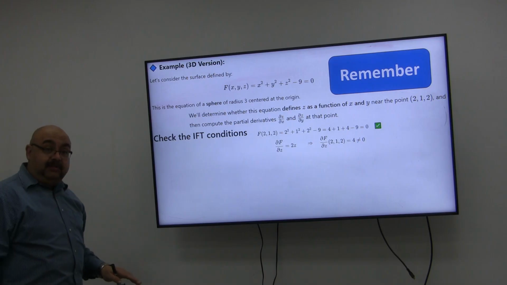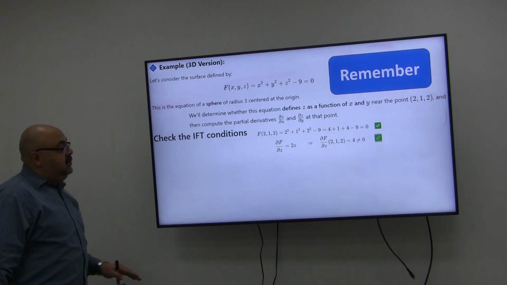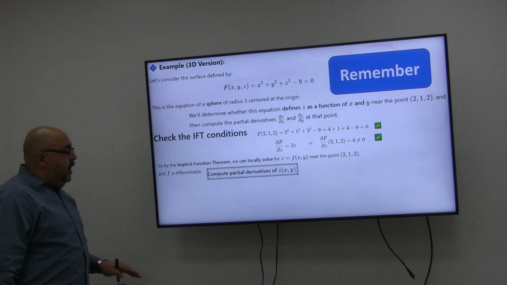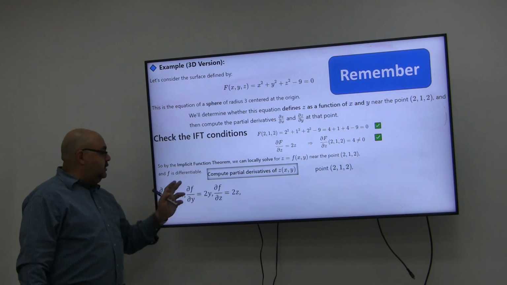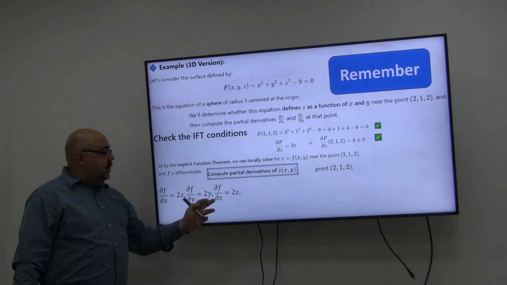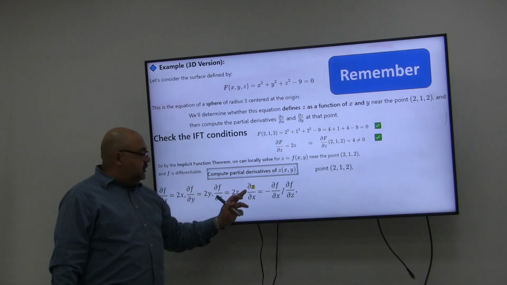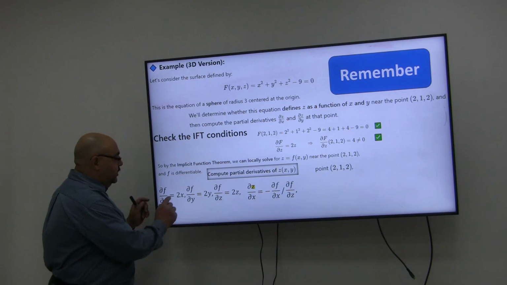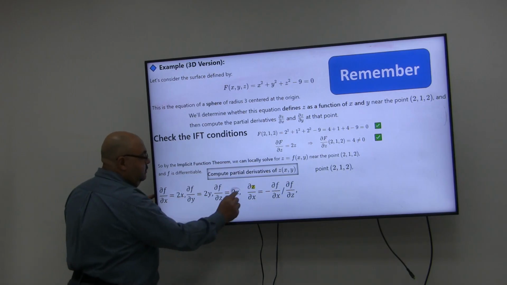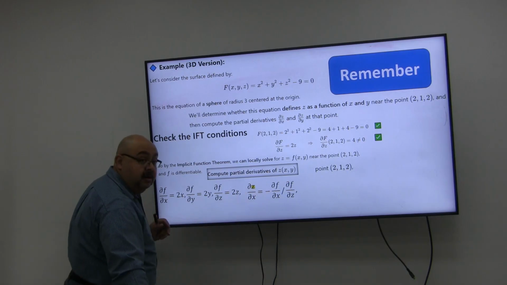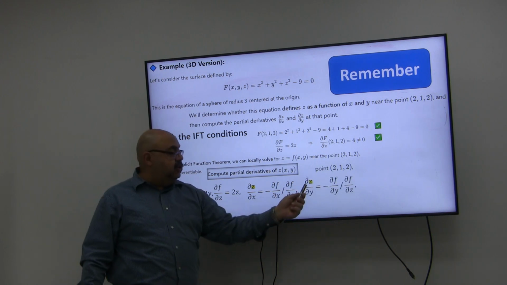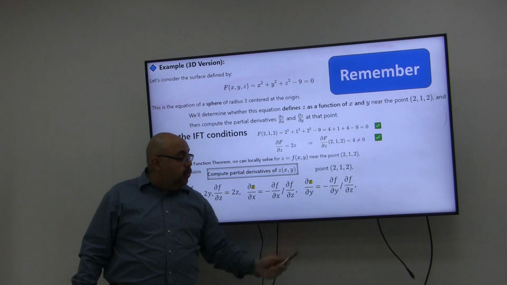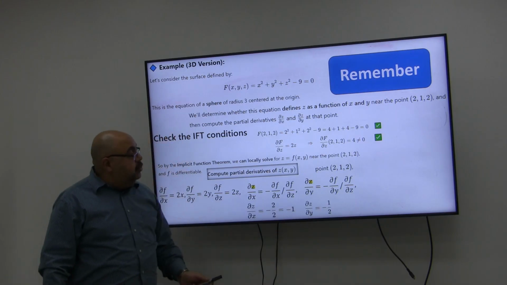Now I can apply what I'm telling you. To find the partial z, partial x, all I have to do is divide. This is partial f, partial x, partial f, partial y, partial f, partial z. In order to find partial z, partial x, I will divide 2x by 2z with a negative sign. Now I have the partial derivative. And if I want to find the partial derivative of z with respect to y, it's going to be exactly the same. Those are the 2 values.